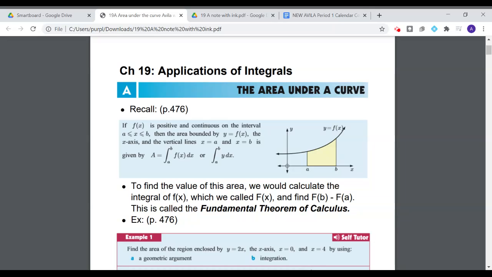Hello, everybody, and welcome to our lesson on chapter 19, which is about applications of integrals. And we're going to start with section 19a, which is about the area under a curve.